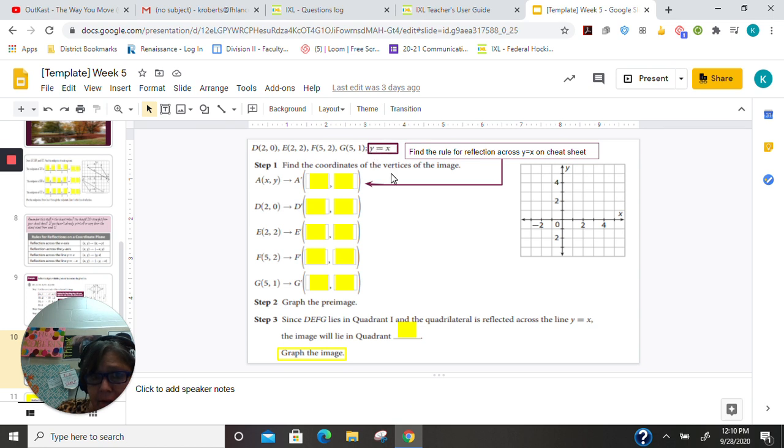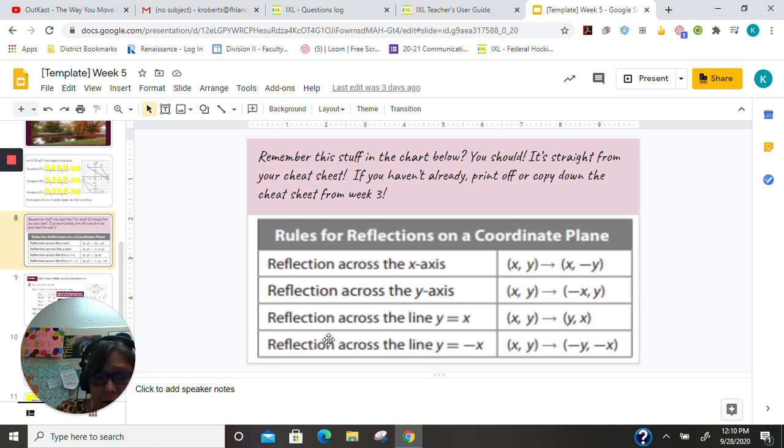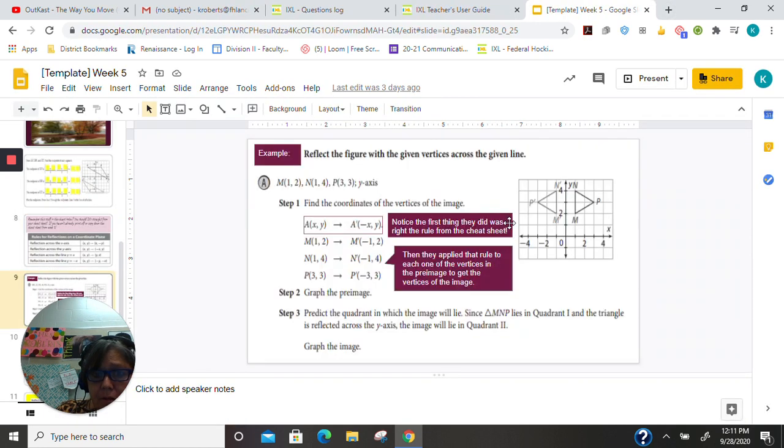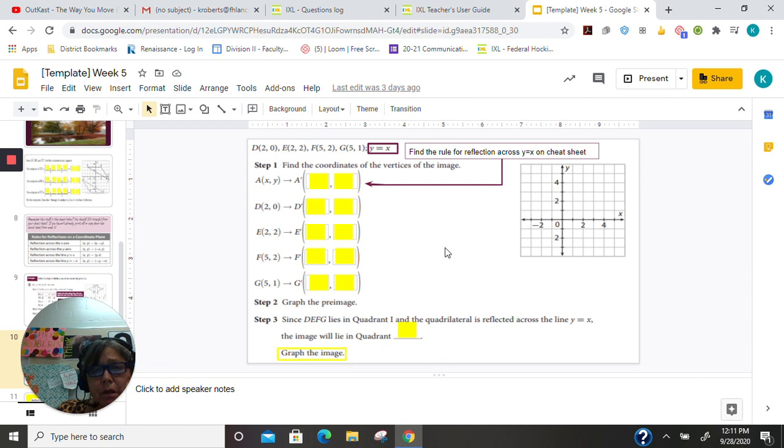So go back. And reflection across the line y equals x is (x, y) maps to (y, x). So they're just going to reverse. If this is 1, 2, then this one's 2, 1. They just reverse. Okay. So you're starting with 2, 0. So they would just flip and be 0, 2. 2, 0 maps to 0, 2. Okay.